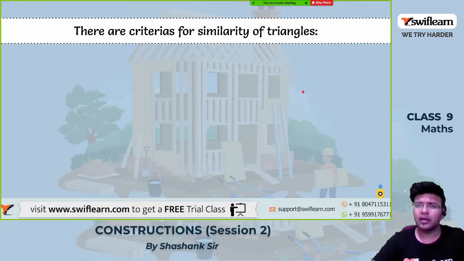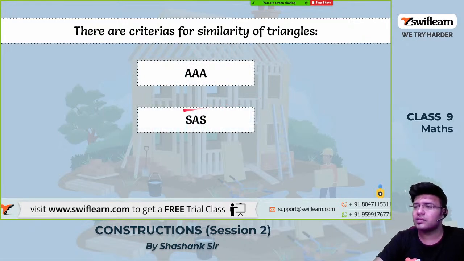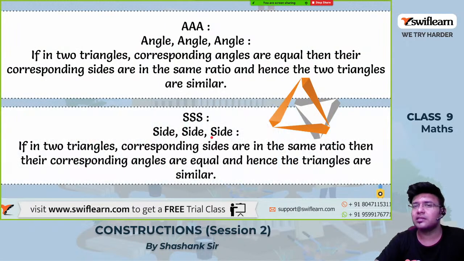There are criteria for similarity of triangles. What are those criteria? We have studied these: AAA criteria, side angle side criteria, side side side criteria. So these are the criteria. If in two triangles the corresponding angles are equal, then the corresponding sides are in the same ratio. Hence the two triangles are similar.